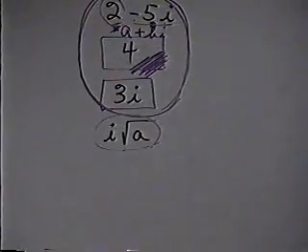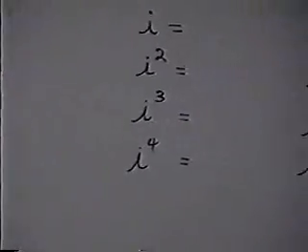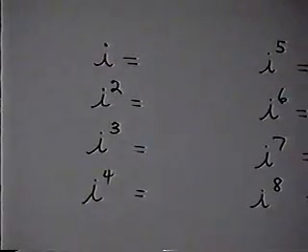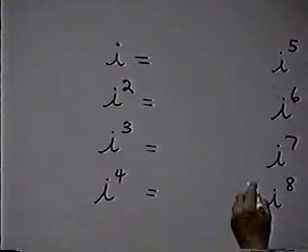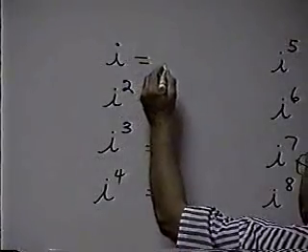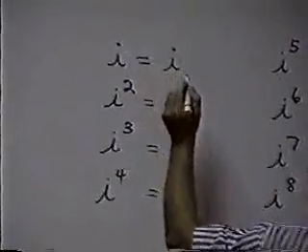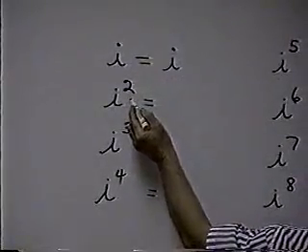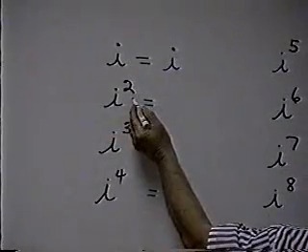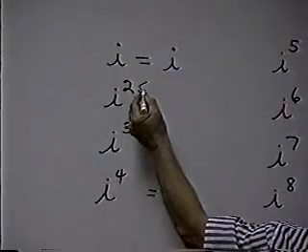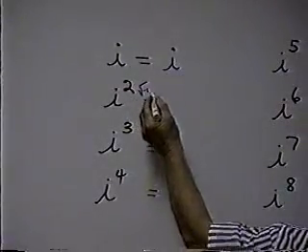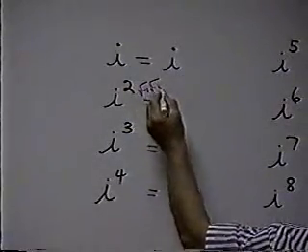All right, now let's go to some knowledge about i to different powers. Let's look at all these examples that I have there. First of all, i squared. What's i squared? i squared would be the square root of minus 1 times the square root of minus 1.